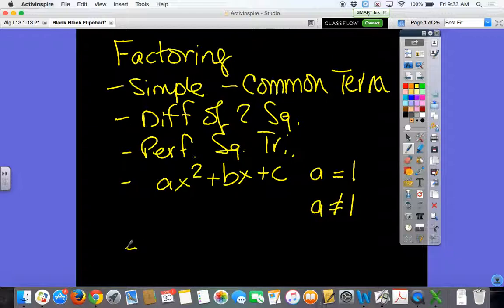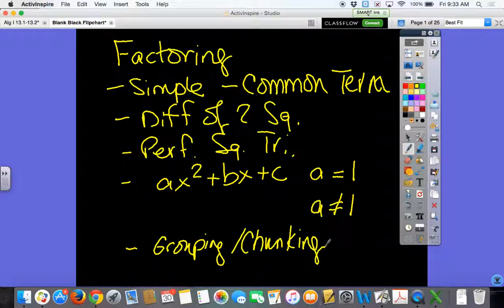Then for Algebra 2 and Algebra 3, where it gets a little bit more advanced, there's factoring by grouping, or if you want to use the word chunking, we can do that. And then there's the cubes, so the sum and difference of two cubes. So we got several little things to look at, but for this particular video, let's look at factoring out a common term.